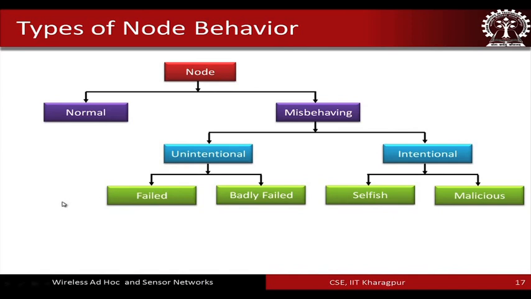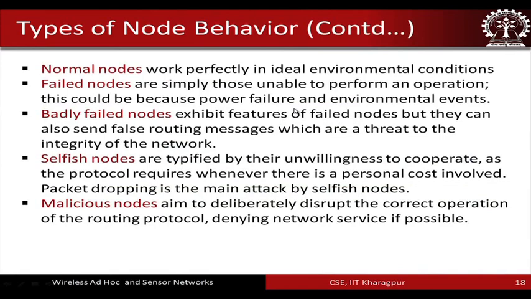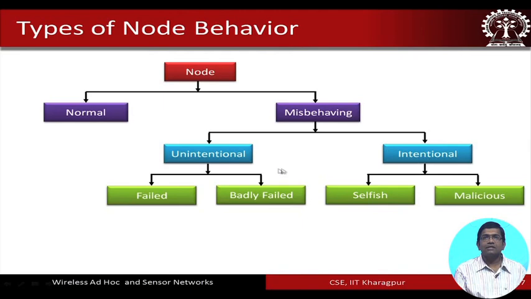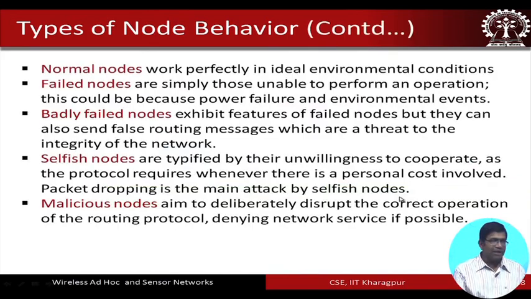Depending on the type of node behavior, the nodes in these networks can be classified into two types: normal and misbehaving. Within the misbehaving nodes, there are different types. Normal nodes are the nodes which behave the way they are supposed to behave. Misbehaving nodes do not follow the protocols that they are supposed to follow. They can further be classified as unintentional or intentional misbehaviors. Under the unintentional category, we have the failed nodes and the badly failed nodes. In the intentional category, we have the selfish nodes and the malicious nodes.